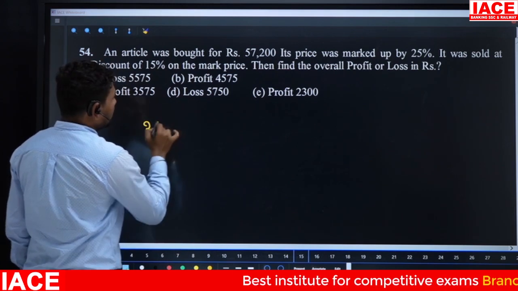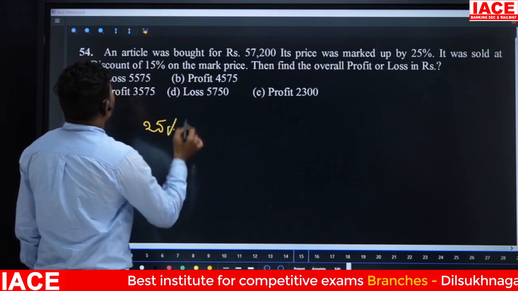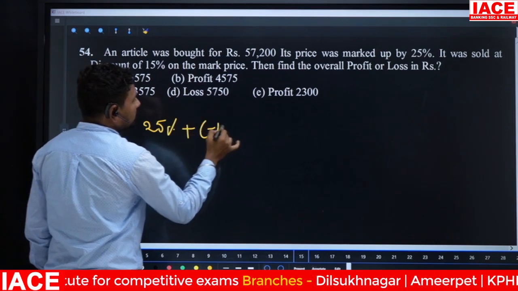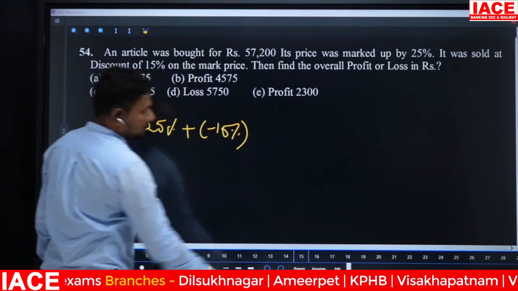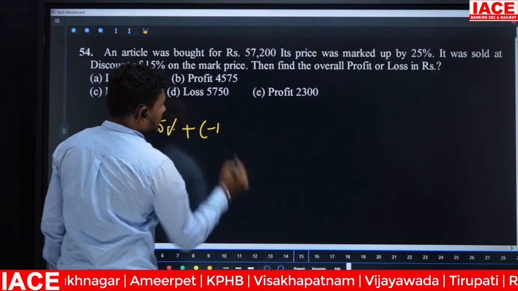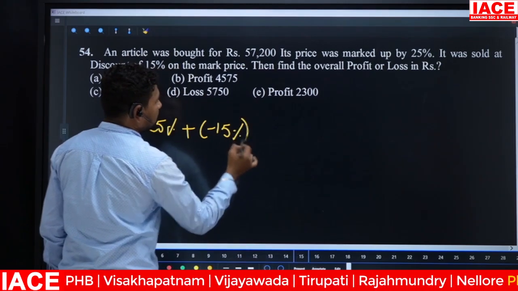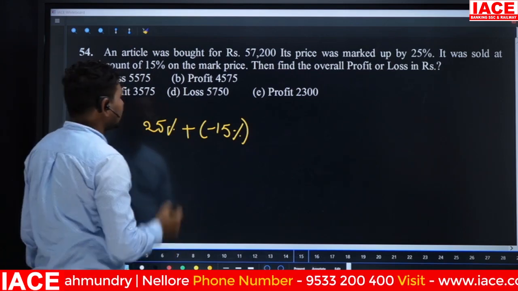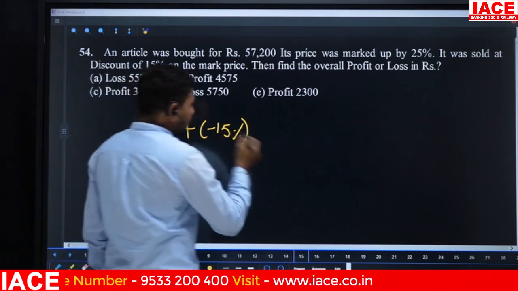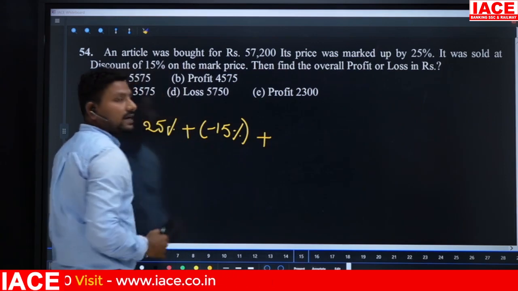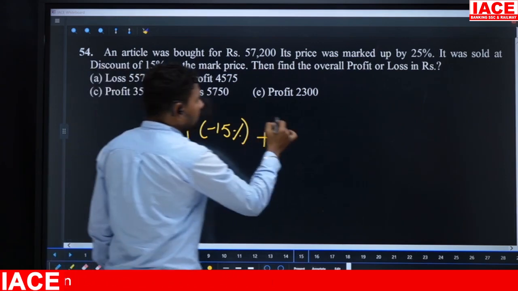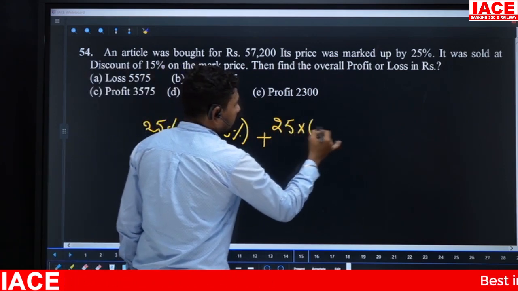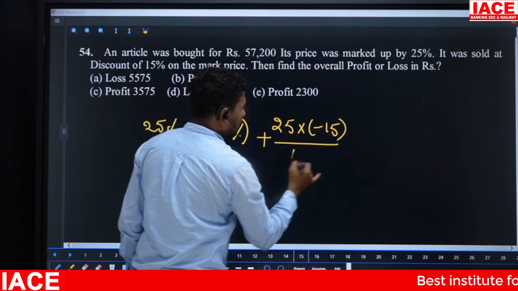Yes, the marked price is 25% up, and we are giving a discount, and the discount is 15%. We should apply the net percentage change. Overall profit or loss, first of all we should calculate. 25% plus minus 15%. Why am I applying the minus 15? Because it is a discount. 25 into minus 15 by 100.